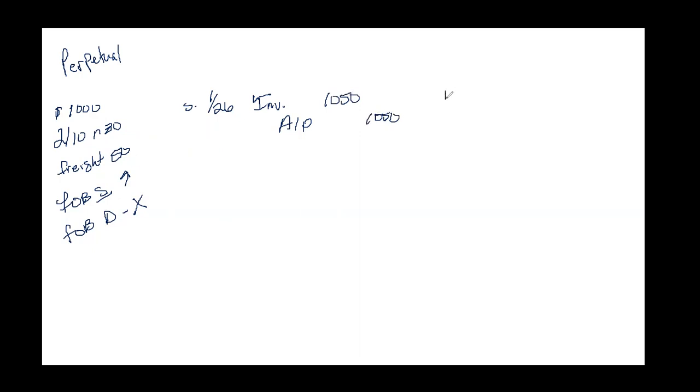If it is destination on that same day, our inventory would be 1,000 because the seller is responsible for paying for the shipping, and we only owe the $1,000. So that's the difference between shipping point and destination. Now, when you come in and make that discount under perpetual, because we included all of it into our inventory account, you don't have to worry about separating that out.